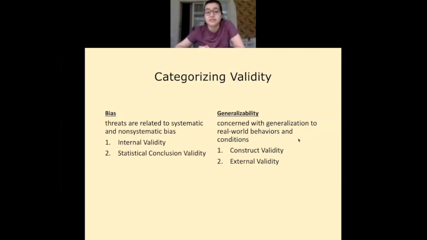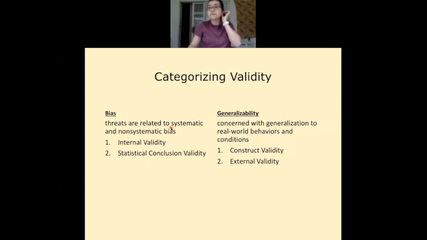So categorizing validity, there's bias that occurs, and then there's generalizability. Like we talked about, construct validity and external validity are generalizability. If I'm taking my concepts and defining them, but I can't communicate them to other people because the way I've defined them doesn't work, then I can't generalize them. If my findings only apply to a particular area, then I can't generalize them. So these are the two validity types that are concerned with generalizability.